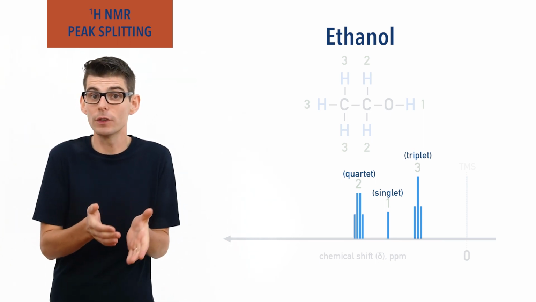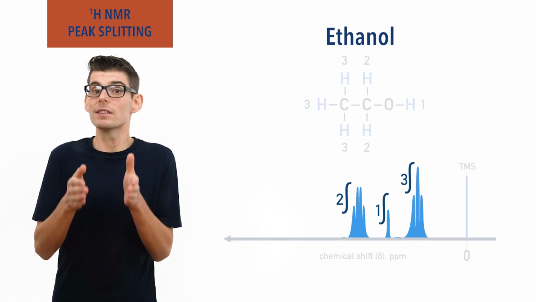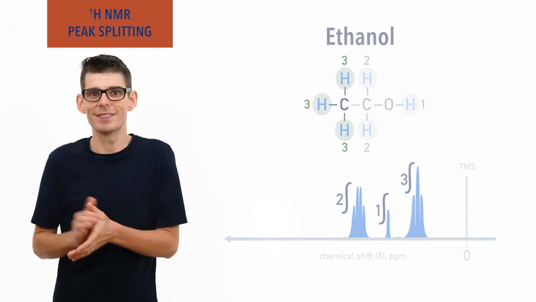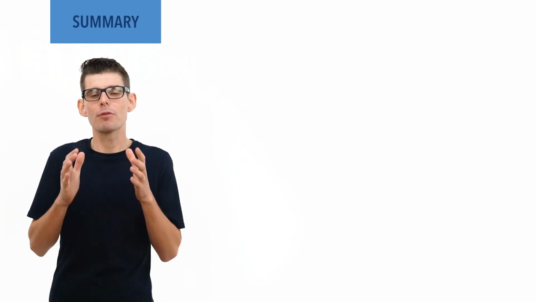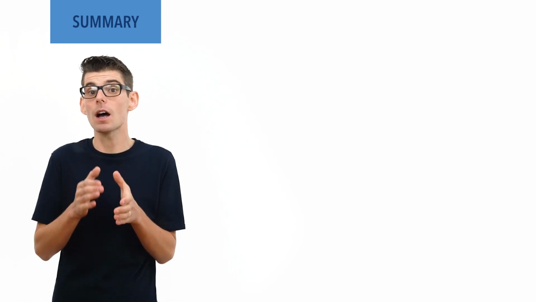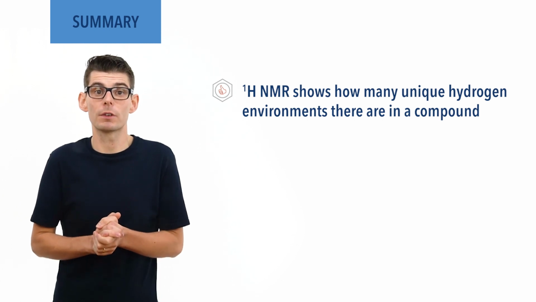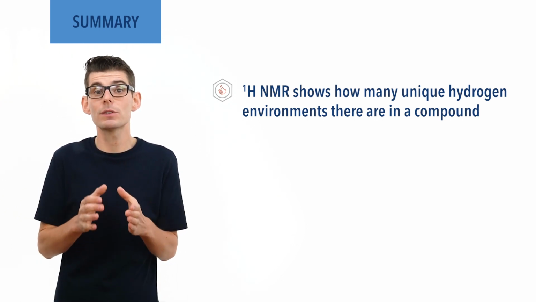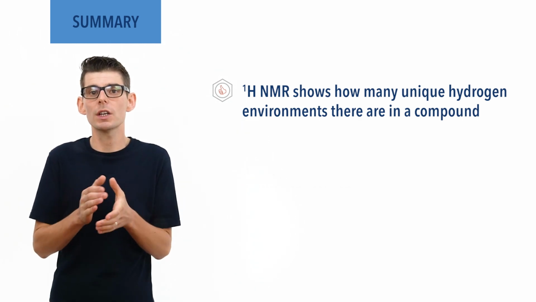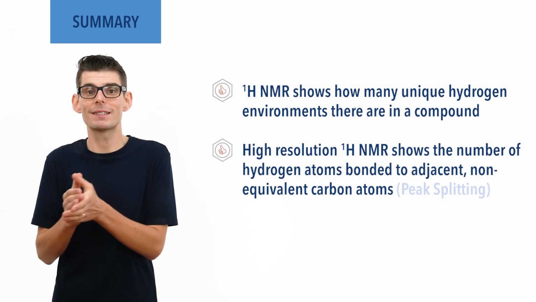For example, for ethanol, the ratio of areas under each peak will be 1 to 2 to 3, telling us that there is 1 hydrogen in the first environment, 2 in the second, and 3 in the third. So, to summarize, Proton NMR spectroscopy gives useful information about the number of unique hydrogen environments in a given compound. High-resolution NMR spectroscopy gives further information and can be used to help identify how many protons, or hydrogen atoms, are bonded to non-equivalent carbon atoms in a molecule. This information is obtained from peak splitting.